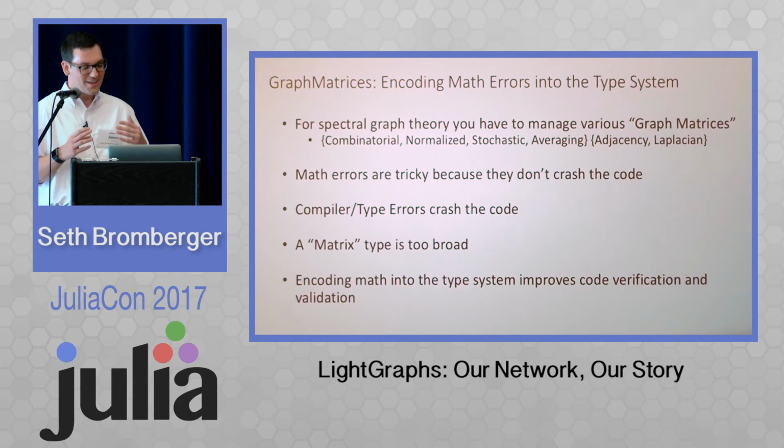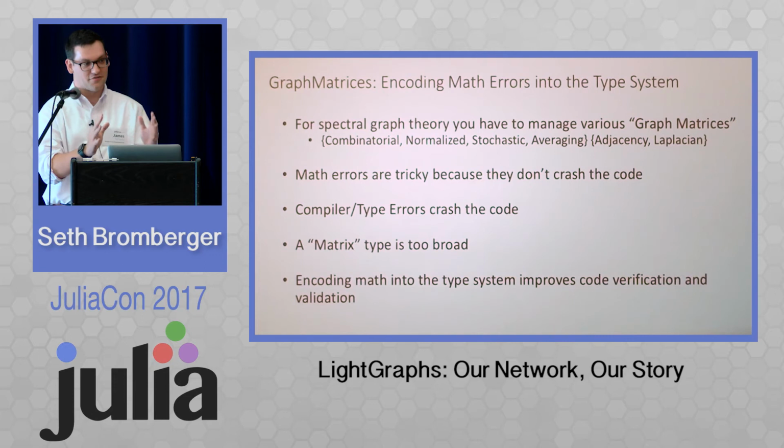So, this was purely out of frustration. I called eigs on what I thought was a Laplacian, and I got negative eigenvalues, and I was frustrated. And so out of frustration, I said I'm never going to have this problem again. So I wrote GraphMatrices, which was a one-file package, graphmatrices.jl. It's about 2 years ago, where I encoded various aspects of these matrices into the type system. So I made types for combinatorial adjacency and normalized adjacency and stochastic adjacency and averaging adjacency, and then combinatorial Laplacian and normalized Laplacian and stochastic Laplacian and averaging Laplacian.